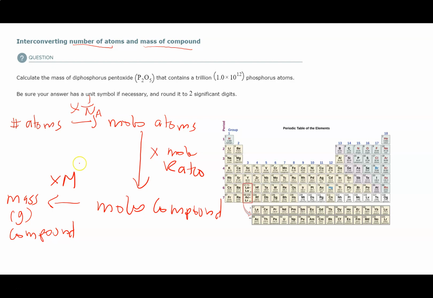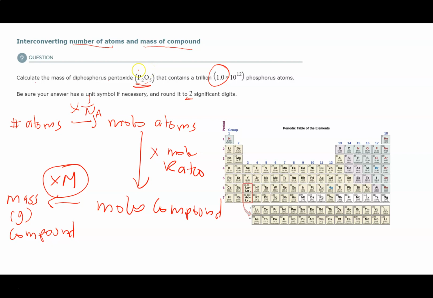So what we're going to be needing though is the molar mass of our compound, which is this guy in here. So it says calculate the mass of diphosphorus pentoxide that contains 1 trillion or 10 to the 12 phosphorus atoms. Be sure your answer has a unit symbol, so it's going to be mass in grams, and round it to 2 significant figures, and that's because we're only going to be doing multiplication and division, and our starting number had 2 significant figures. So let's see what we can do here.